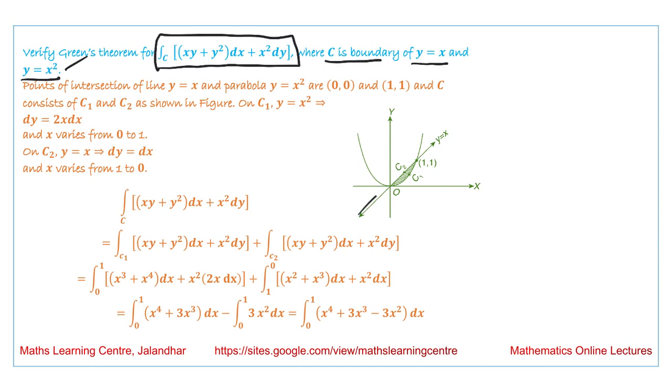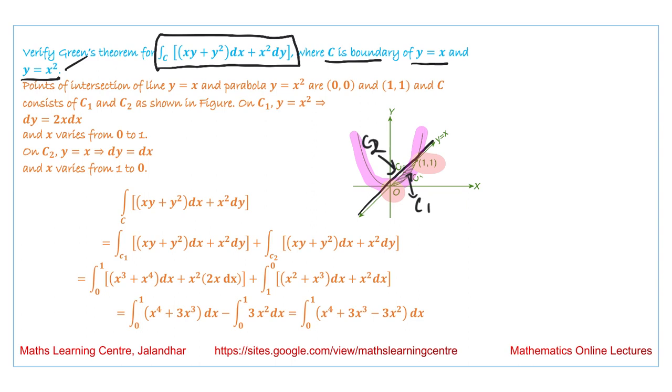We are saying this is the line y is equal to x, and this is the parabola y is equal to x square. Their points of intersection will be (1, 1) and (0, 0). We are talking about this region. So we have two curves over here. We are saying this is the curve C1, and this line is the curve C2.